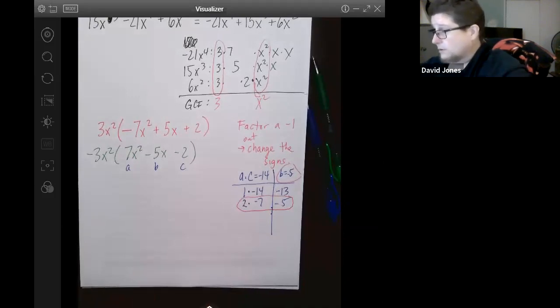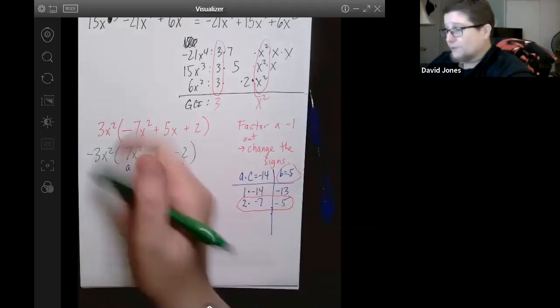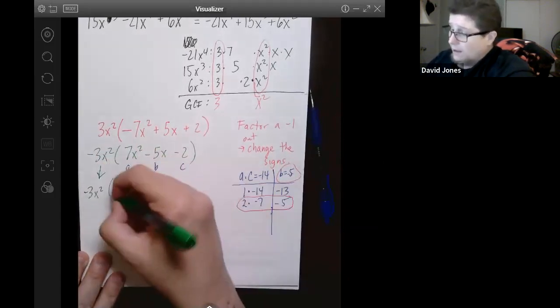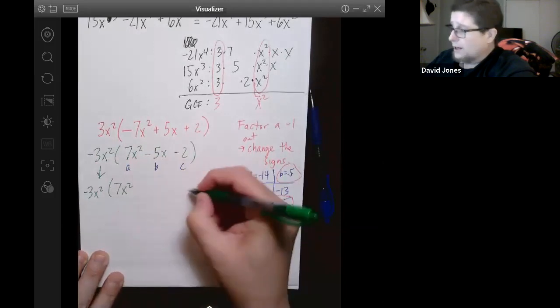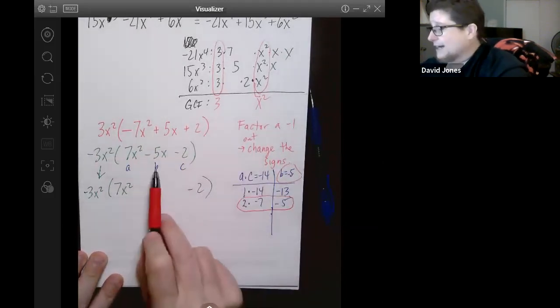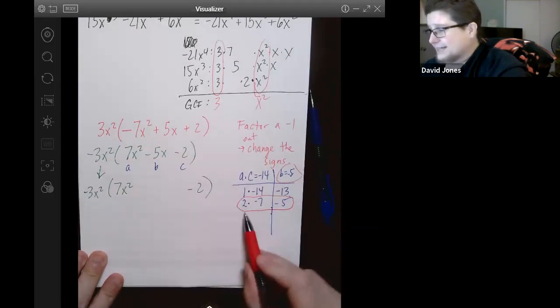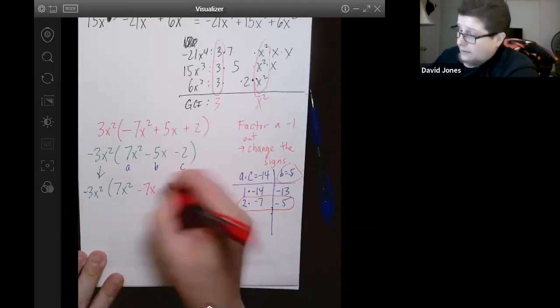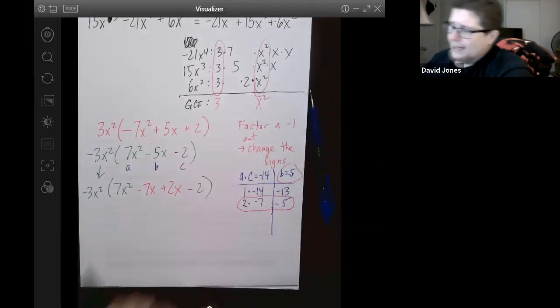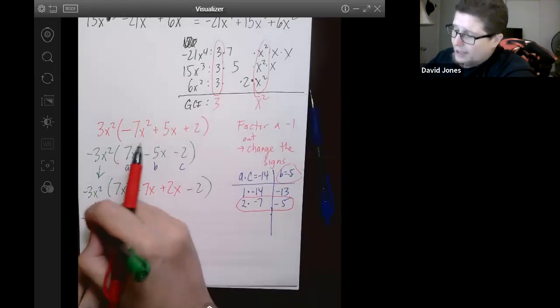So don't forget this -3x squared. It comes down. And then I've got 7x squared and -2 on the inside of this. The -5x splits up into -7x and 2x. Keep bringing down that negative 3x squared. You'll forget about it if you don't.